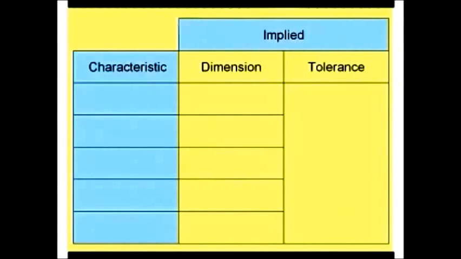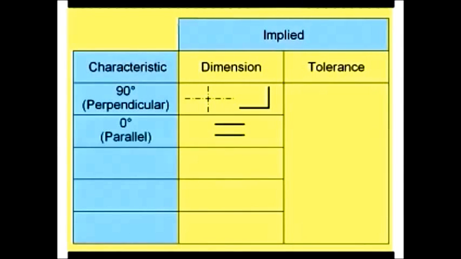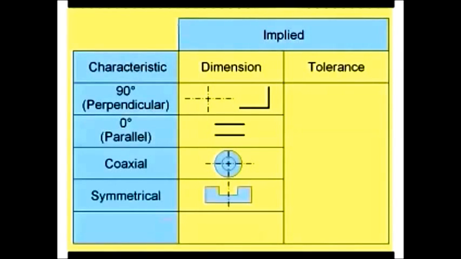Dimension-wise, there are several things that can be implied. When you see lines at 90 degrees to one another or right angles, there's an implied 90-degree angle, whether it's center lines or lines representing features on the part. This is also true for lines that are shown parallel. There's an implied 0-degree relationship between the lines. Also, when features are shown on the same center line on the drawing, it's implied that the goal is that these features be coaxial. And the same is true for symmetrical.